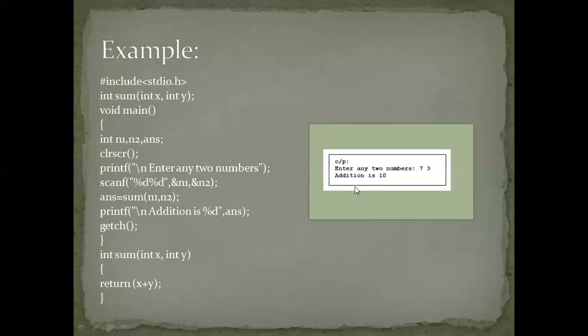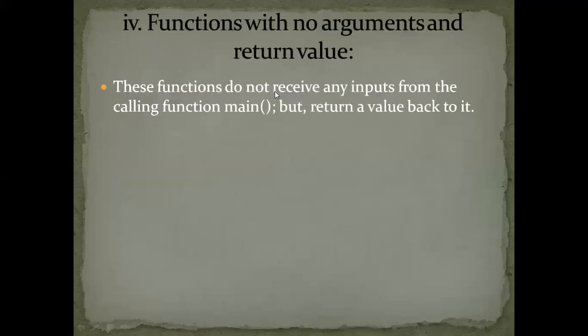So just check out the output. Here I have entered two numbers, 7 and 3. Addition of these two numbers will be 10. Understood? Okay. The last category of the function, that is functions with no arguments and a return value.